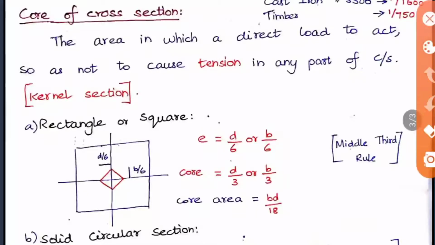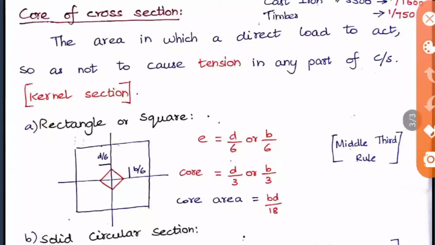Here I have given a diagram for a rectangle and square, so you can consider either. Inside, a small red diamond shaped drawing is done. That is the core section for this rectangle or square. The length of that core should be D by 3 or B by 3. If it is a square, both will be the same. If it is a rectangle, it is D by 3 and B by 3. And the eccentricity is D by 6 or B by 6. This eccentricity is also important here. This is called the middle third rule, so the core is a rhombus whose diagonals are D by 3 and B by 3, okay. And the area of this core will be BD by 18, okay.